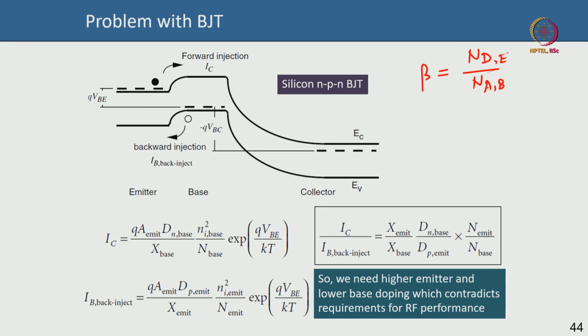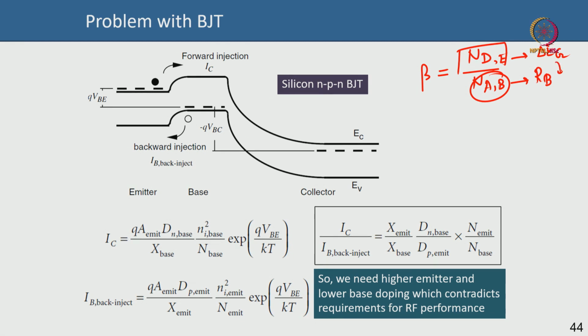And this ratio, so your emitter doping has to be really high and your base doping has to be really low, but your base doping cannot be really low because your base resistance will be very high and that will kill your device. So, your base doping also has to be high. If your base doping is high, then your emitter doping has to be even higher, and if such high emitter doping is used, then your emitter band gap will narrow. Emitter band gap narrowing will happen because of high emitter doping.